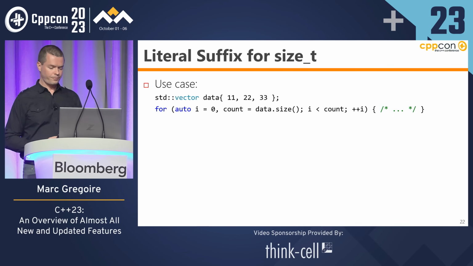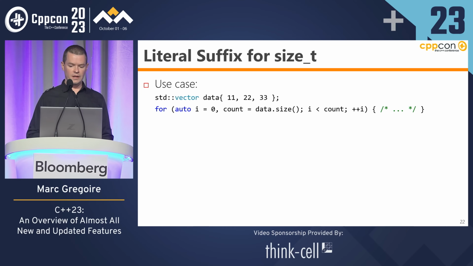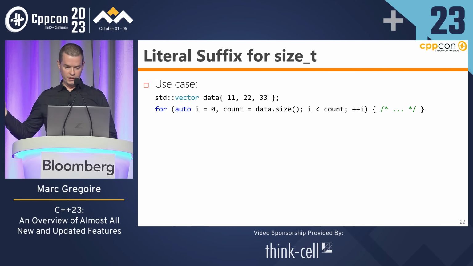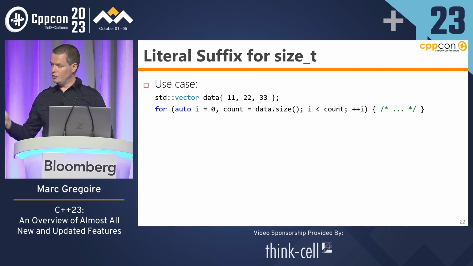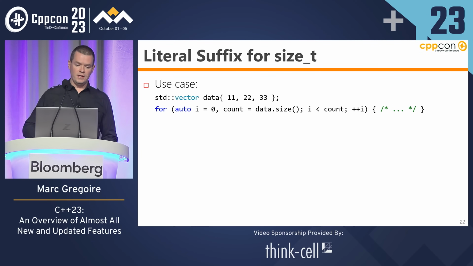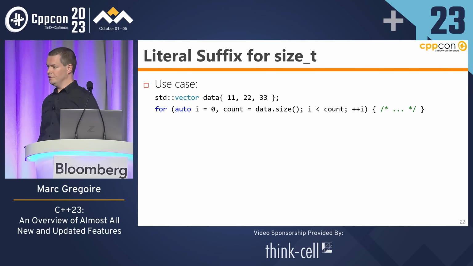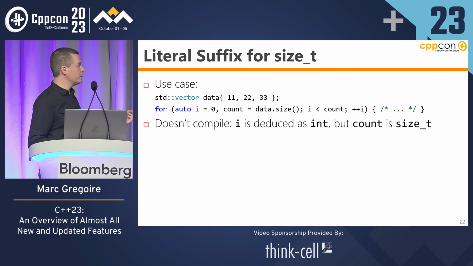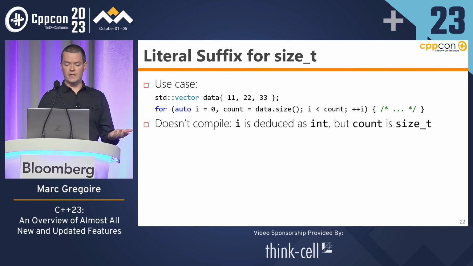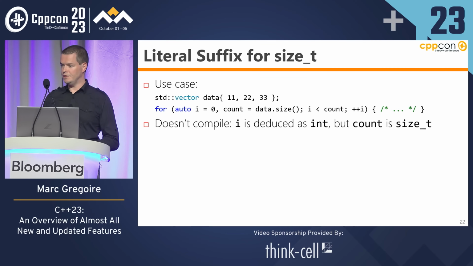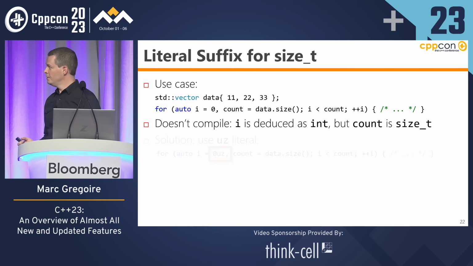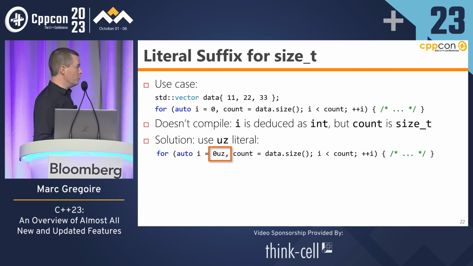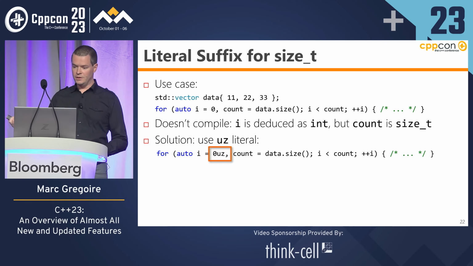I have here a vector of data. And in the loop, I'm iterating over all my elements. What I also want to do is cache the size of the data in the count variable. So I say count equals data.size(). And I'm using auto for my variable i, because I want this to work on both 32-bit and 64-bit platforms. But as written here, this will not compile, because i will be deduced as an int, and data.size() returns a size_t. Those are two different types, so this will not compile. So in C++23, you can instead initialize your i with 0uz to force i to be a size_t. And this will compile fine.